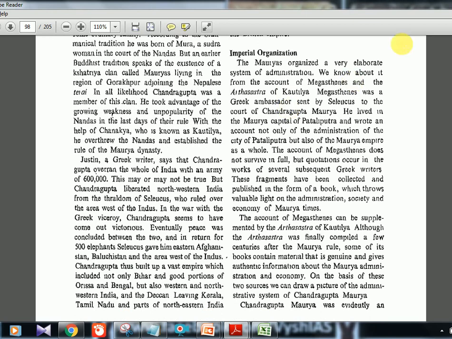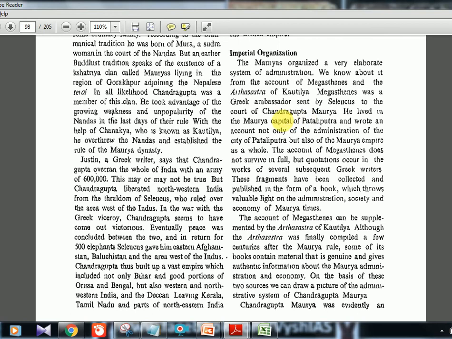Imperial organization. The Mauryans organized a very elaborate system of administration. We know about it from the account of Megasthenes and the Arthashastra of Kautilya. Megasthenes was a Greek ambassador sent by Seleucus Nicator to Chandragupta Maurya's court. His book, I think, is named Indica. Megasthenes' book and the Arthashastra written by Kautilya both give detailed information about the Mauryan Empire.